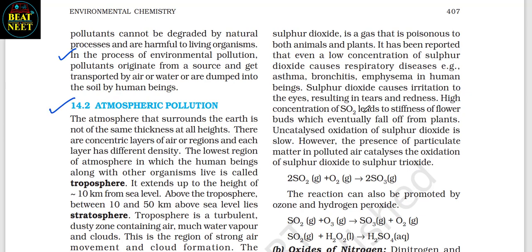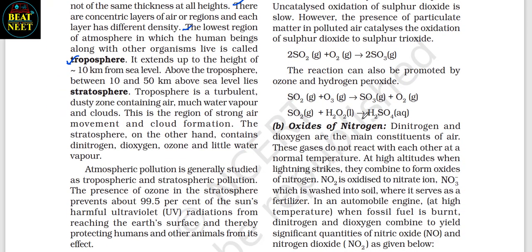14.2 Atmospheric pollution. The atmosphere that surrounds the earth is not of the same thickness at all heights. There are concentric layers of air or regions, and each layer has different density. The lowest region of the atmosphere, in which human beings along with other organisms live, is called the troposphere. It extends up to a height of 10 km approximately from sea level.